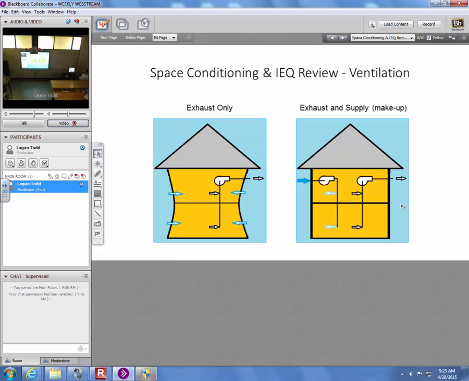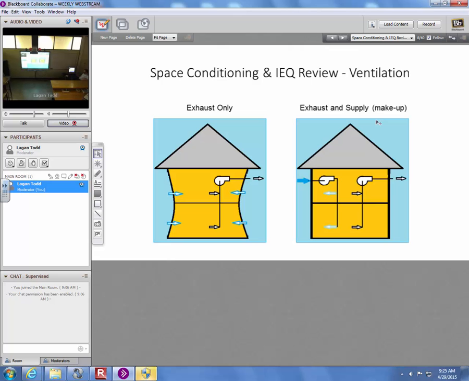But at least now we've got a better pressure balance, and we are controlling the entering point of that outside air into the building. Okay? And then once we've taken control of where we bring in that outside air, we can make decisions about how we're going to condition it, right?